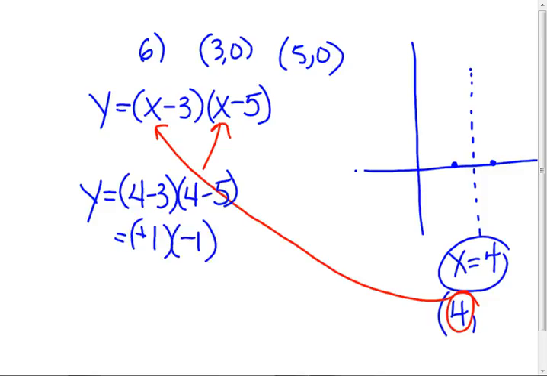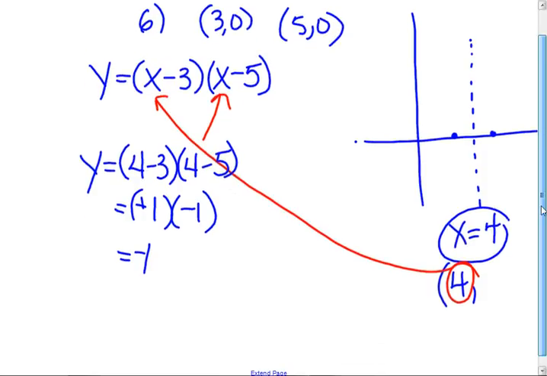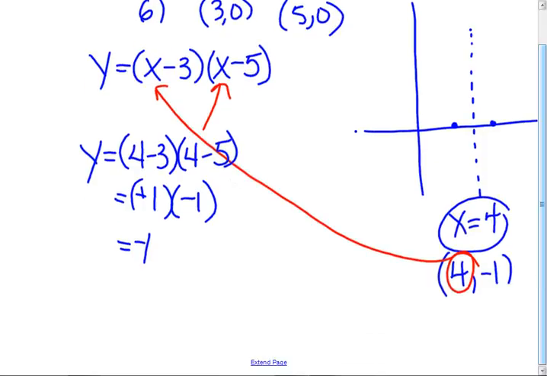We're multiplying, because that's what it says. We want to multiply those, and 1 times negative 1 is what? Negative 1. So the ordered pair, if I slide my board here, is (4, negative 1). There's your vertex. I don't think that's easy.